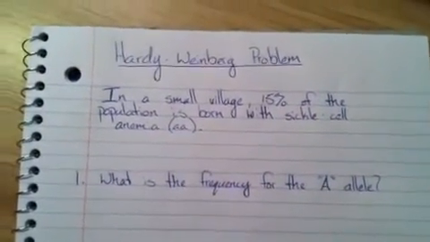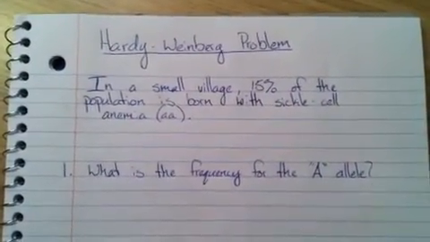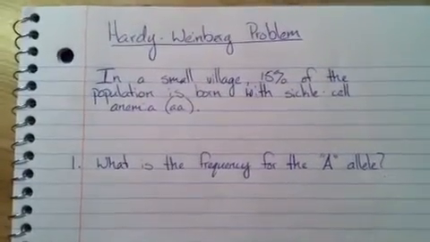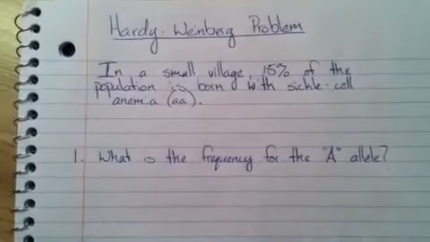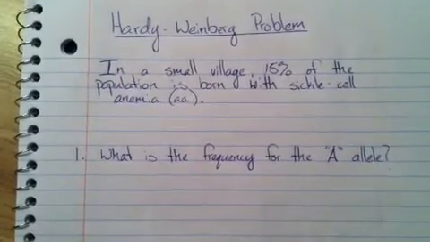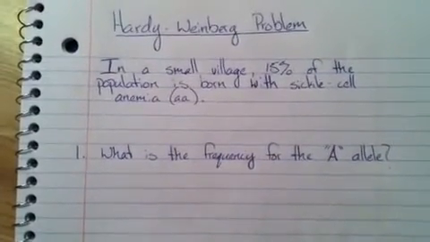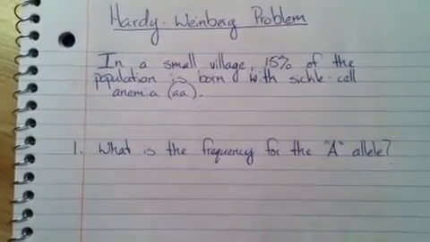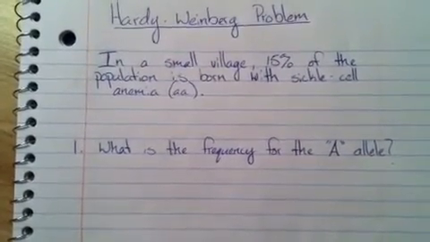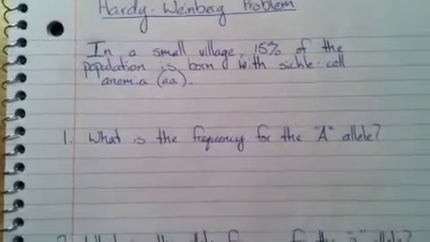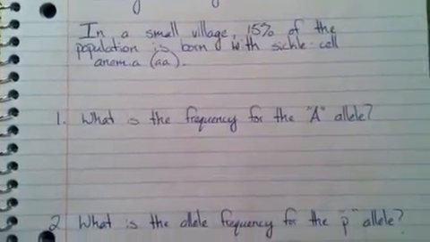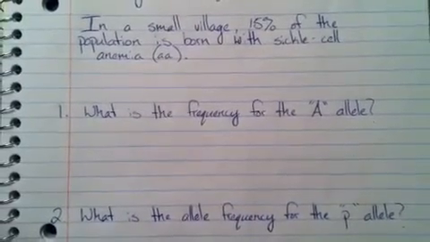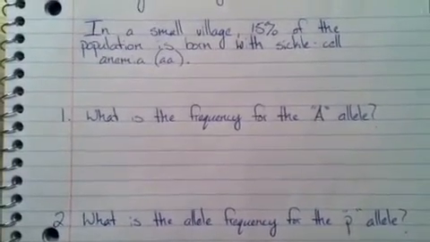Now I'm going to demonstrate how to do a simple Hardy-Weinberg problem. So our original question is, in a small population, in a small village, 15% of the population is born with sickle cell disease, which is a homozygous recessive disease. Our first question asks, what is the frequency of the A allele, A being the dominant trait?